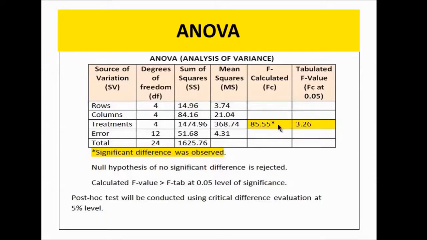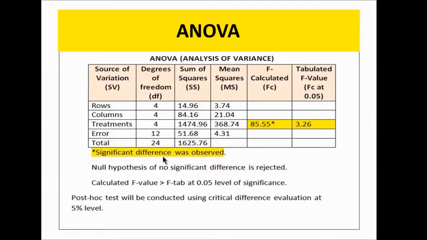This value is obtained by dividing the mean square treatment by the mean squares of error. We are only interested here in the treatment. We are not going to include in the discussion the interaction effects of rows and columns. So the ratio of mean squares for treatment over that of mean squares for error is 85.55. And we compare that with this tabulated value of 3.26. This is highly significant actually.